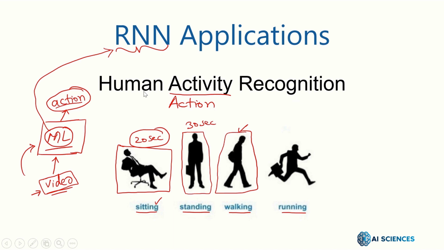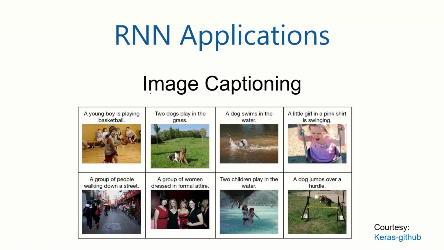So human activity recognition, human action recognition, even action synthesis. There are other recurrent neural networks that can build action synthesis as well. So let's have some more applications of recurrent neural networks. Image captioning is another very popular application, and particularly this is a problem in which RNN really is succeeding very, very well as compared to the traditional time series models.